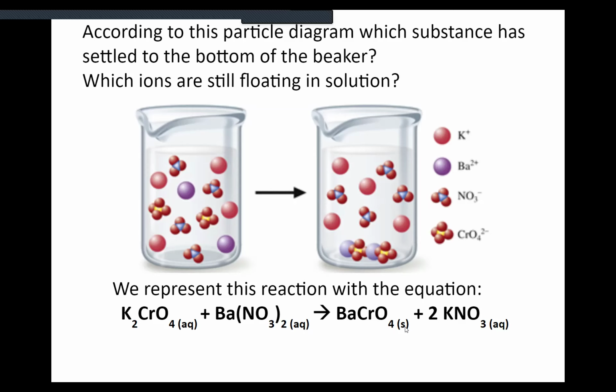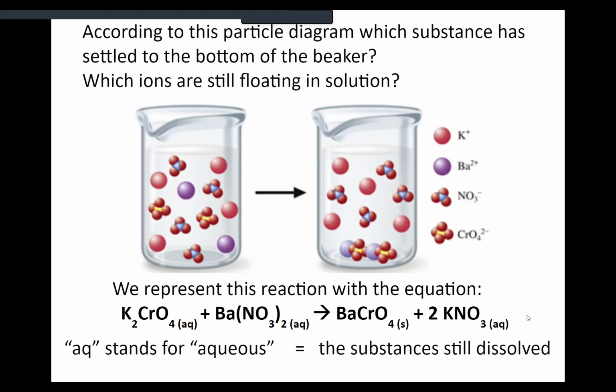It's the precipitate. And 2KNO3, potassium nitrate, remains aqueous. So the ions floating around at the end are the potassium ions and the nitrate ions. And those are part of the potassium nitrate product. AQ stands for aqueous. Those are the substances still dissolved. S stands for solid. That's the precipitate.